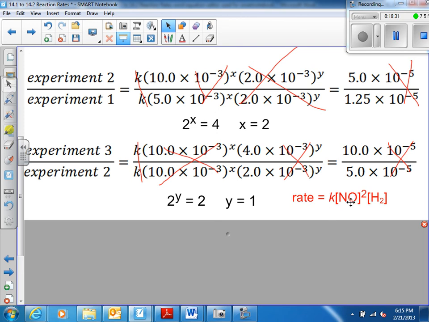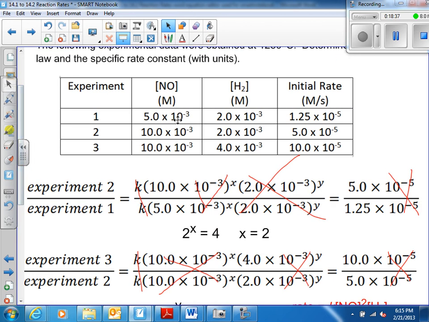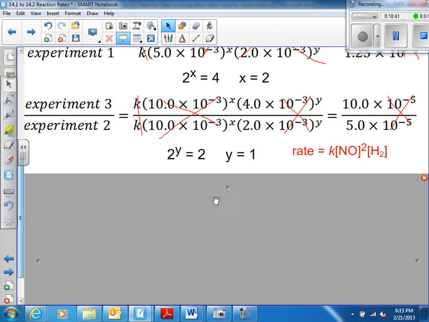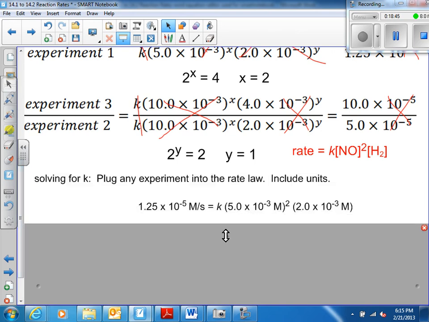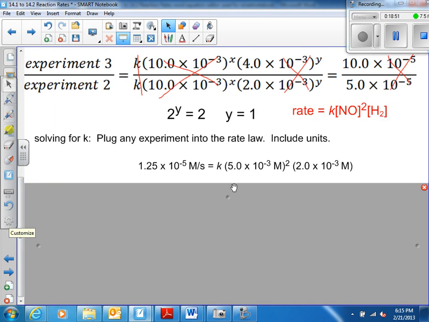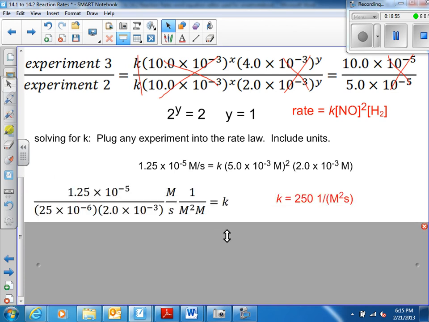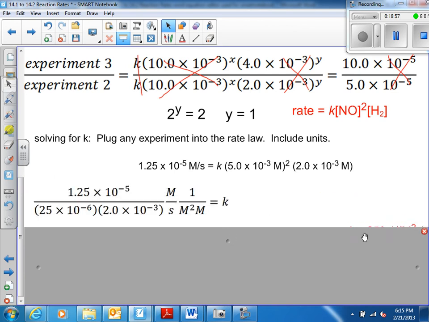K is unknown. You plug in the concentration of NO and you square it. You plug in the concentration of H2 and you square it. So we plug these into the equation. And pause if you want to, but here we go. You got to make sure you include your units. So I've just plugged everything into the equation. Now I'm going to isolate K. Students get very confused about these units here, so let me show you what I did. Ignore this piece for now.